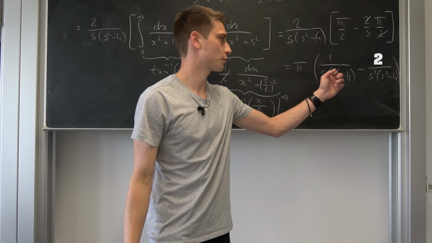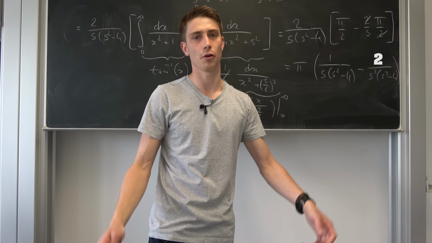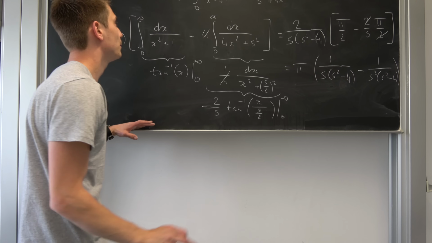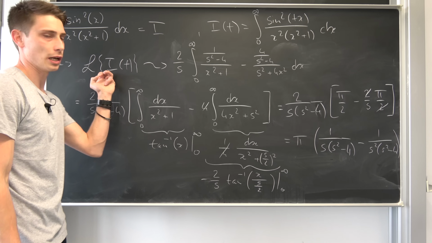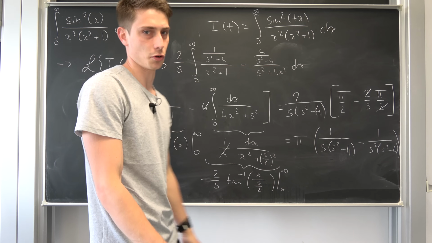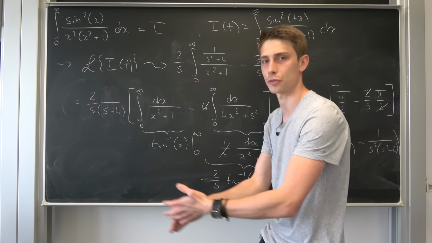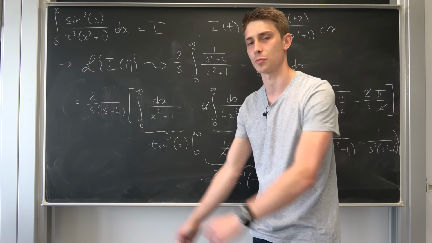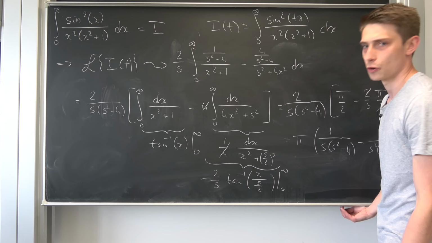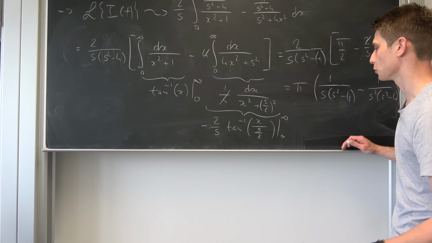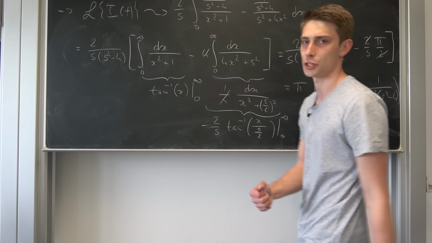And once again we have to use partial fraction decomposition on both of those terms, because remember, we are only at the Laplace transform of I in terms of t. So in order for us to get to I in terms of t once again, we have to use the inverse Laplace transform on the Laplace transform of I in terms of t. And in order for us to correctly do that, we have to use partial fraction decomposition here.